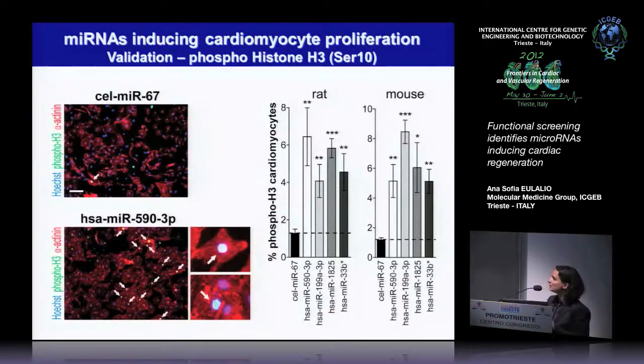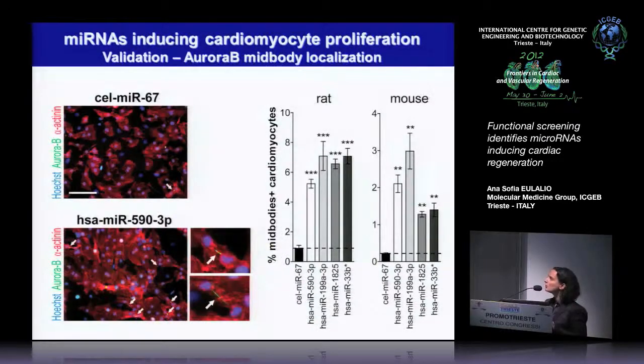So here I'm showing you some images. For example, in this case, we transfected the cells with a microRNA from our screen which strongly increases cardiomyocyte proliferation. And you can immediately see that the number of cells positive for phospho-H3 is much increased in comparison with the control. This we have done for the 40 microRNAs we identified, and we have been able to quantify this both in rat and mouse cells. The same is also true for the presence of midbodies. Again, with this top hit from the screen, we see an increased number of cells with this midbody structure, which appears during cytokinesis. And again, we could confirm this for the 40 microRNAs coming from the screen.